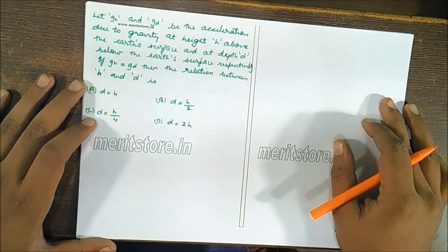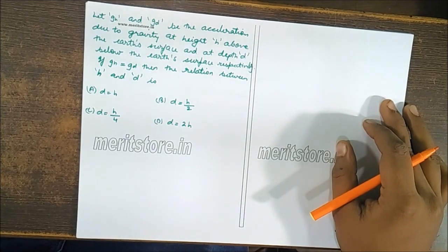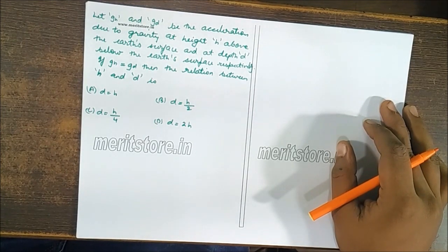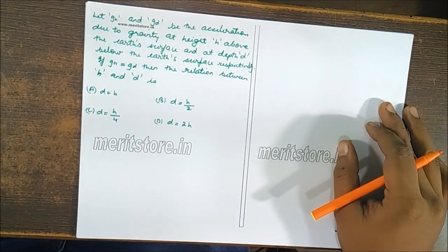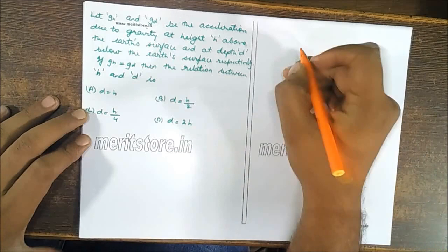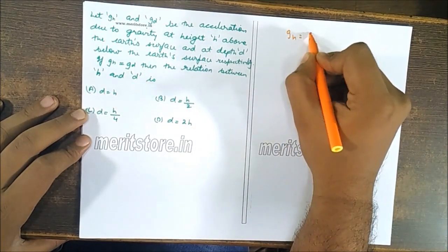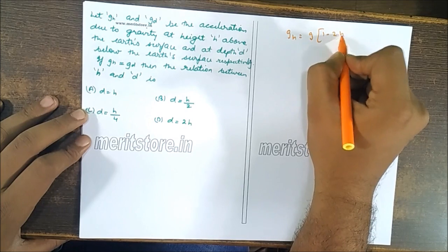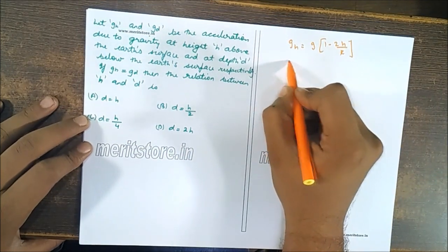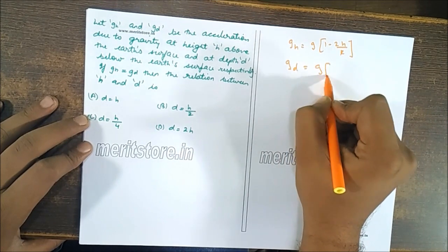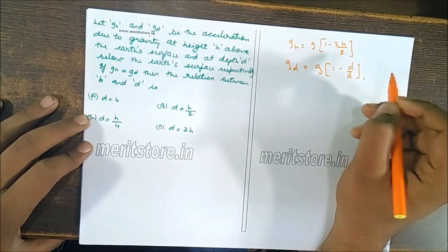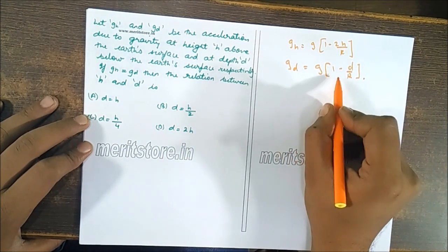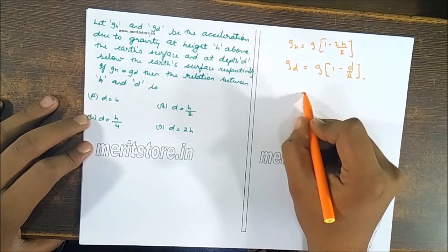Now, let g_h and g_d be the acceleration due to gravity at a height h above the Earth's surface and at a depth d below the Earth's surface, respectively. If g_h is equal to g_d, then the relation between h and d is? Now, we all know g_h is equal to g into (1 minus 2h upon R). On the other hand, g_d is equal to g into (1 minus d upon R). So if g_h is equal to g_d, we can compare that 2h is equal to d.